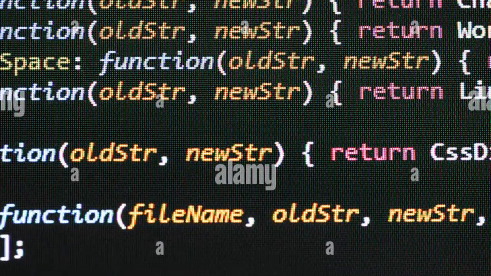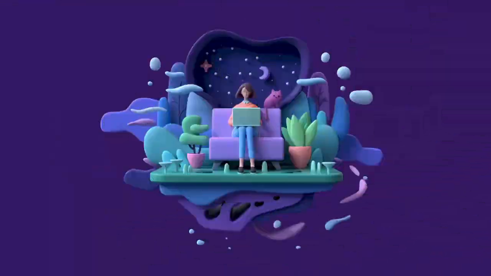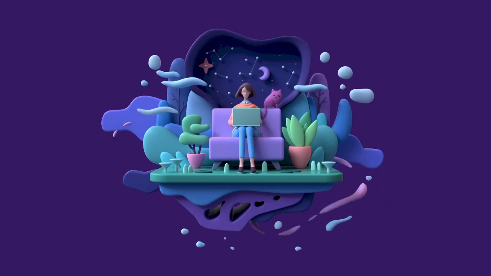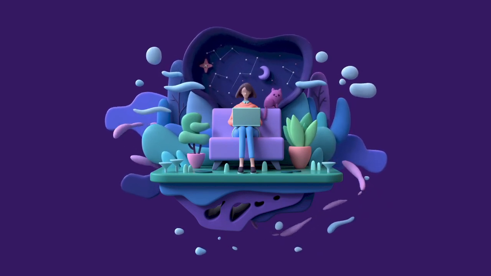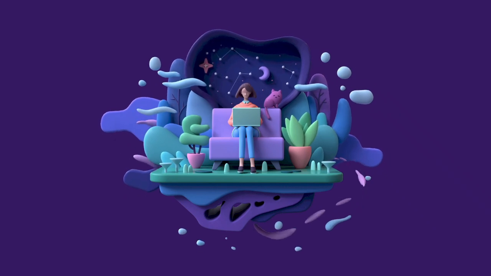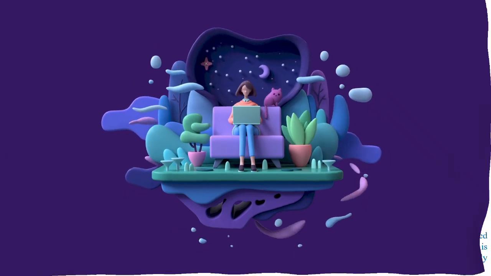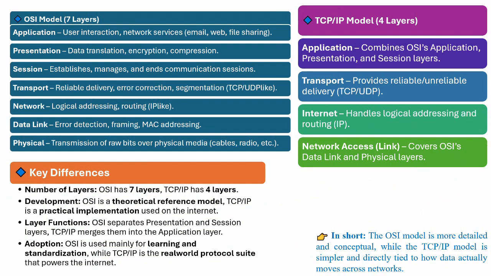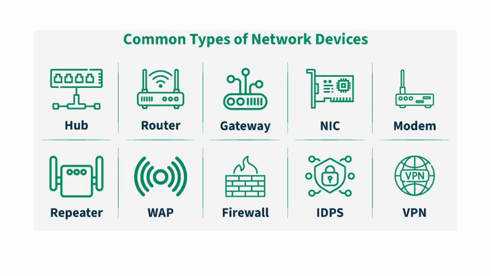These rules ensure that devices can understand each other regardless of their underlying hardware or software differences. Without protocols, the internet as we know it would simply cease to exist. Protocols handle everything from addressing, how devices are identified on the network, to error checking, ensuring data arrives intact, and security, protecting data from prying eyes.